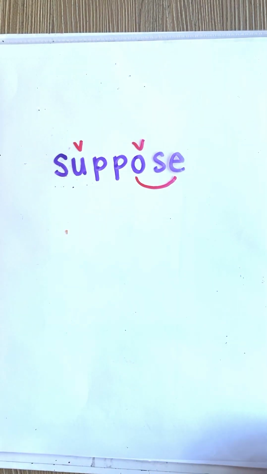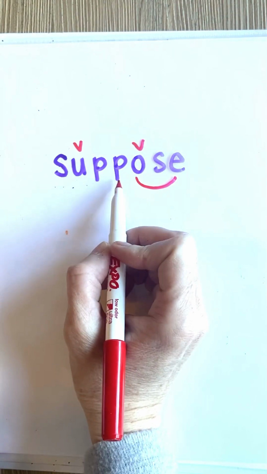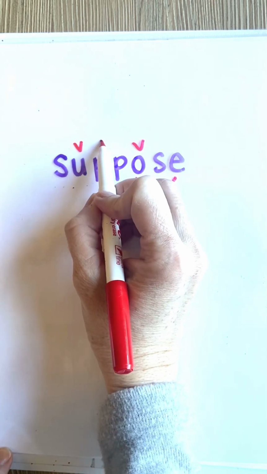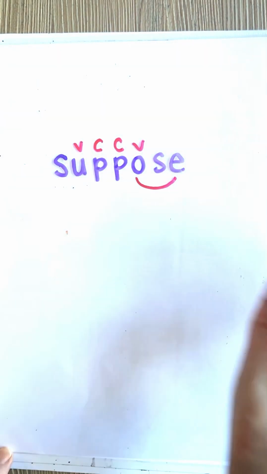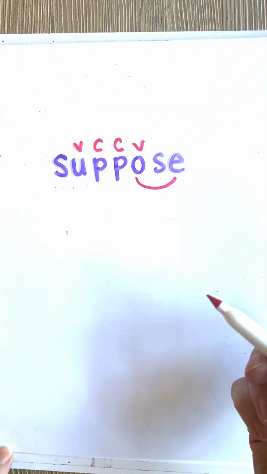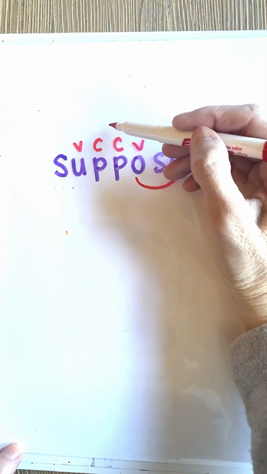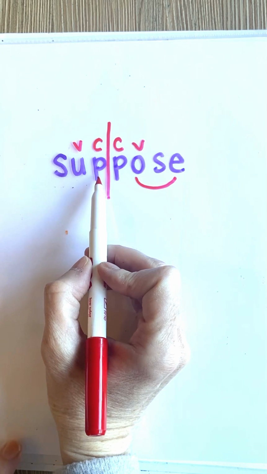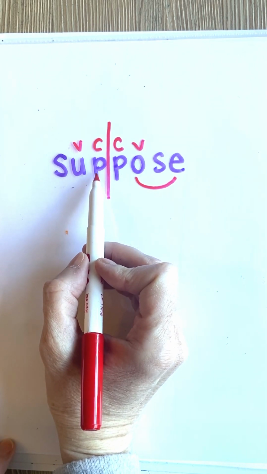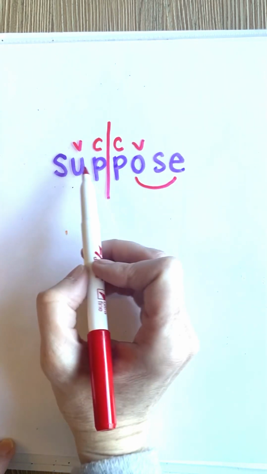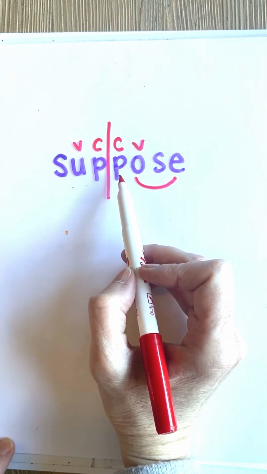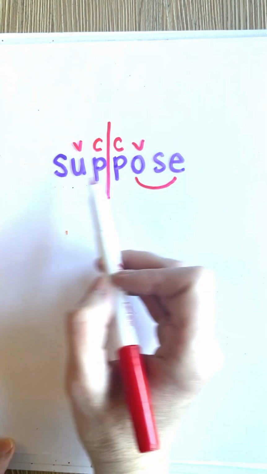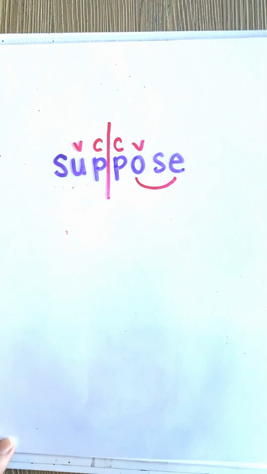So the next step would be to look at the consonants between the two vowels, and we have two consonants. So this one's pretty consistent that you split between the consonants. What happens here is this is a closed syllable because that P is closing in that U, making that U short. And then this, of course, is a silent E syllable, so we have suppose.